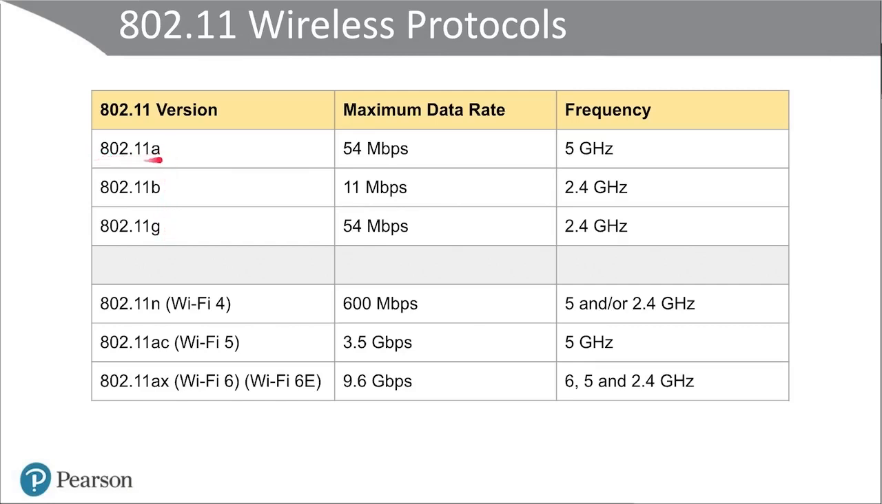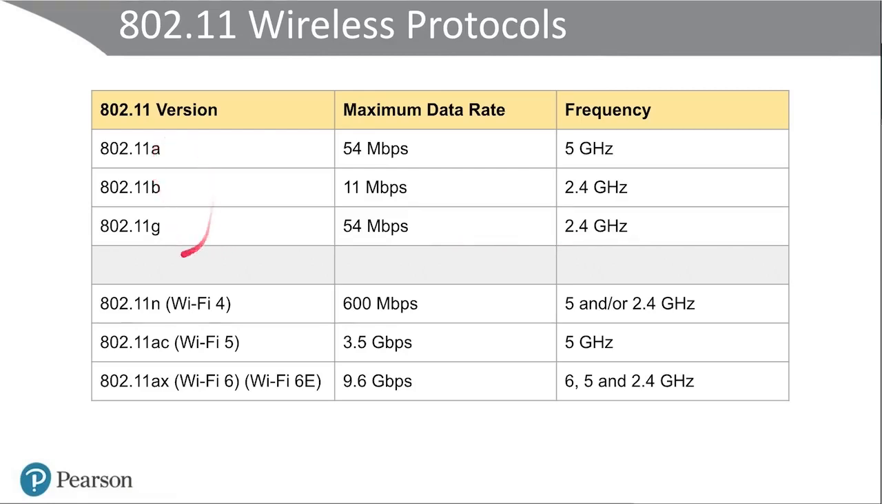We'll start with 802.11a. Maximum data rate is 54 megabits per second. The frequency it uses to transmit data is 5 gigahertz. Next is 802.11b. That has a maximum data rate of 11 megabits per second, which is not nearly enough for today's applications and the streaming of media. It sends data on the 2.4 gigahertz frequency. Then we have 802.11g, which is 54 megabits per second, and transmits on 2.4 gigahertz.